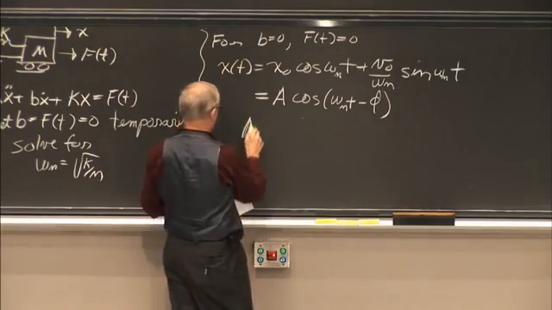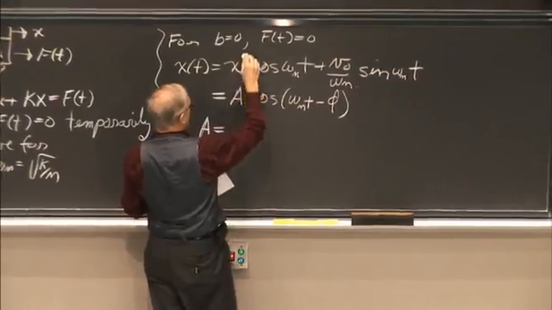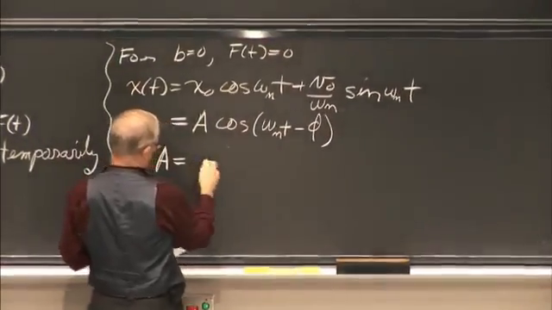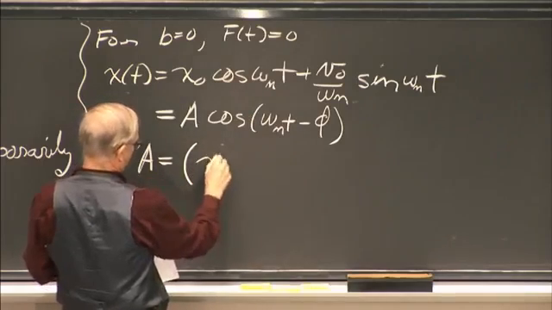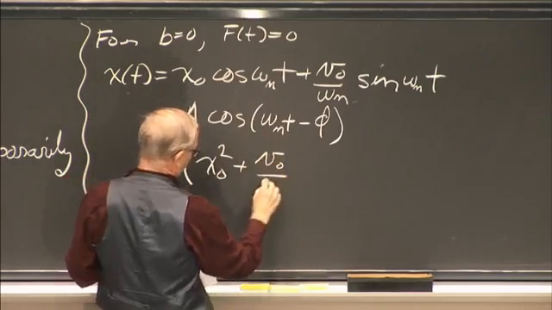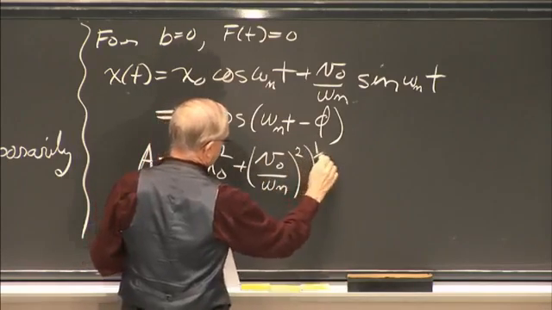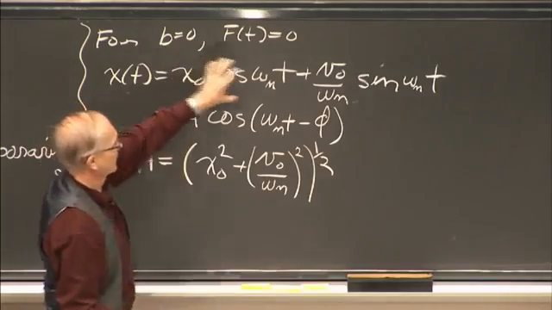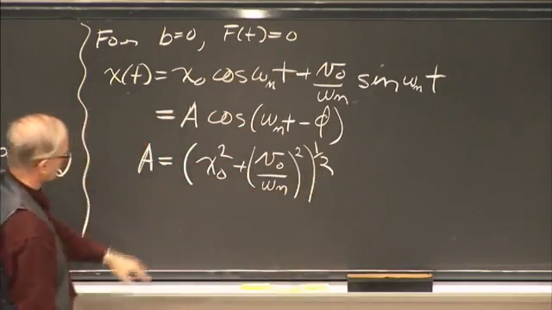And you'll find out that A is just the square root of the two pieces. It's a sine and cosine term, so you have an x naught squared plus a v0 over omega n squared, square root. Remember, this is any a and b. It's just the square root of a squared plus b squared. That's what we're doing here.